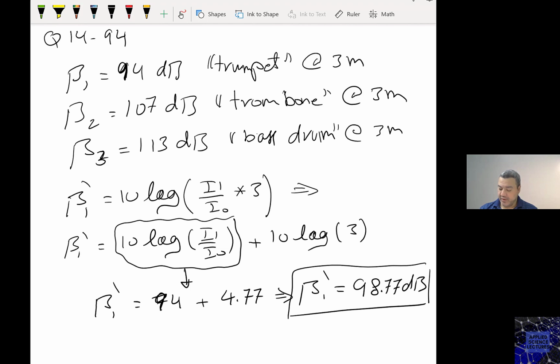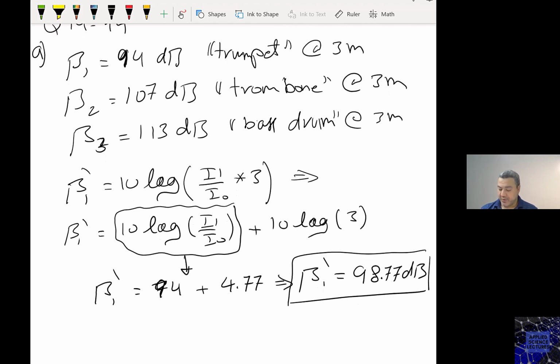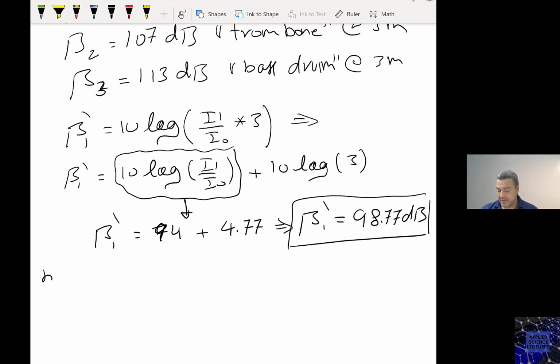This is for A. Now for B, I need to calculate now the intensity for all of them. If I want to calculate the intensity for all of them, then I have to first find the intensity for each.